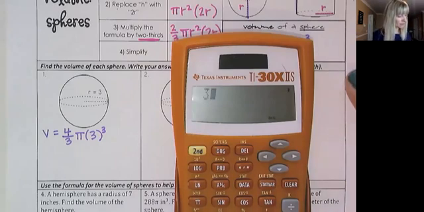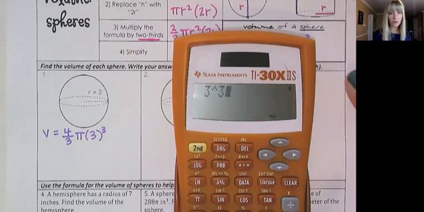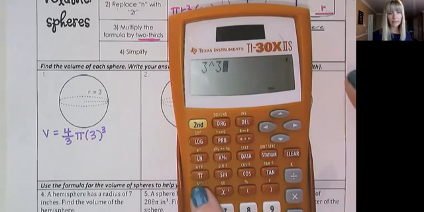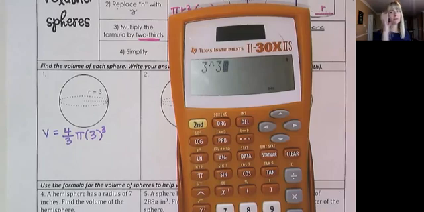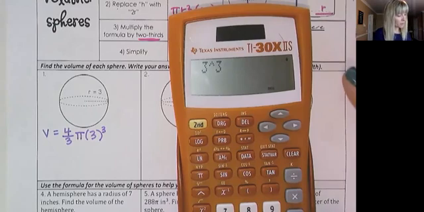So remember, this is how you type in 3 to the 3rd. Remember, we use that button. If you're using a different kind of calculator, and you don't know how to type it in, students email me those questions and I can help you figure it out. So 3 to the 3rd is 27. Now that's just this part.